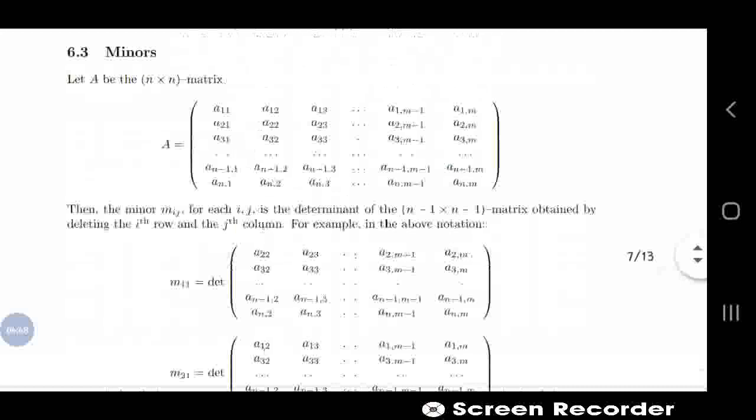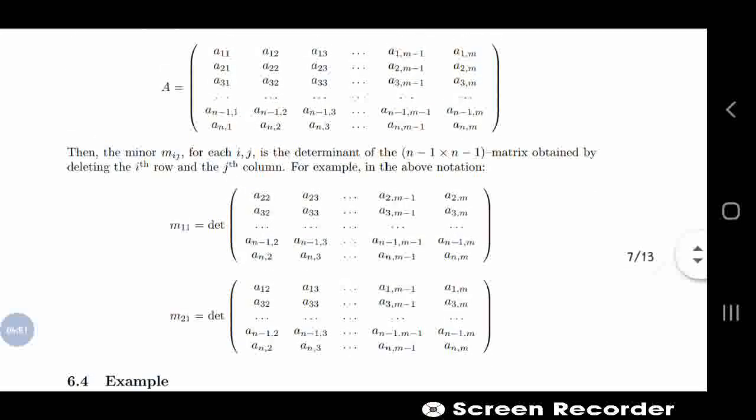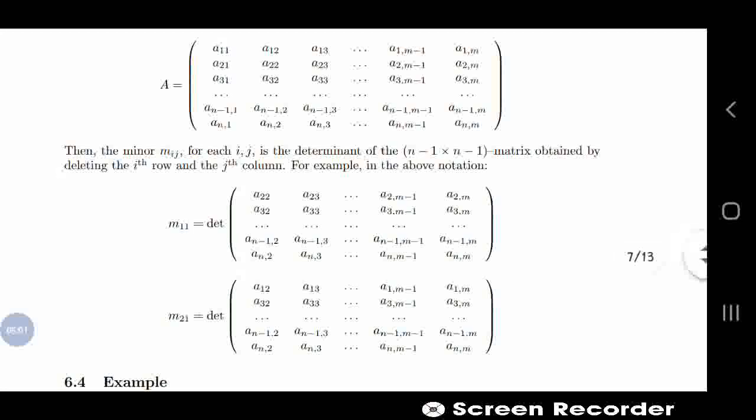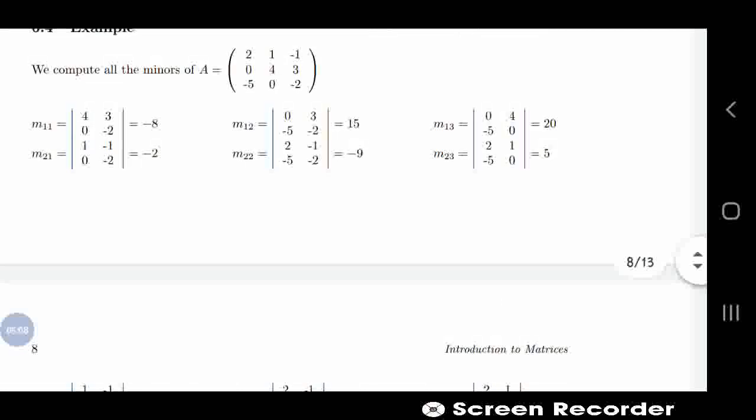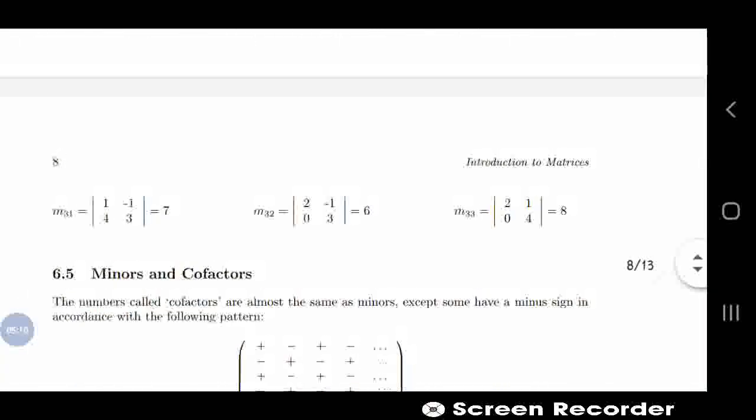And M21: here they have removed A21, A22, A23, the second row, and they have removed the first column. Okay, that is the minor. Still more examples they have given here. You can read those examples.